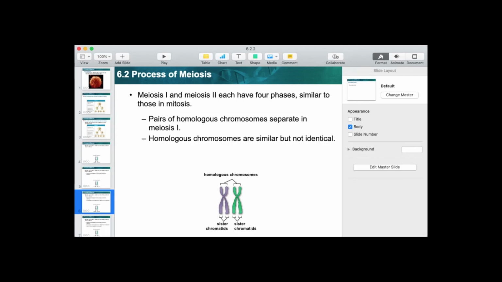So it goes from diploid to haploid. This has two chromosomes. This is only one. Now you might wonder, why does this count as one when we have two parts to it? Well, they're the same exact genes. They're identical to each other. So we only count this as one.